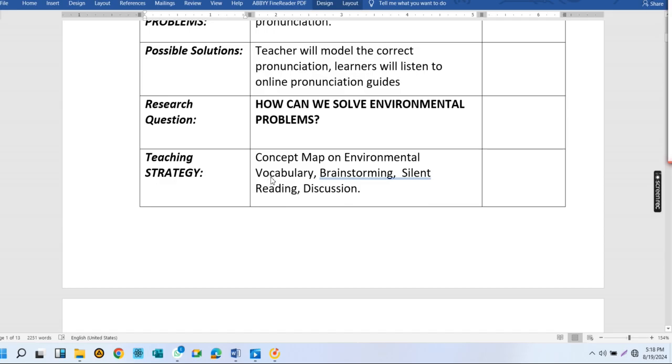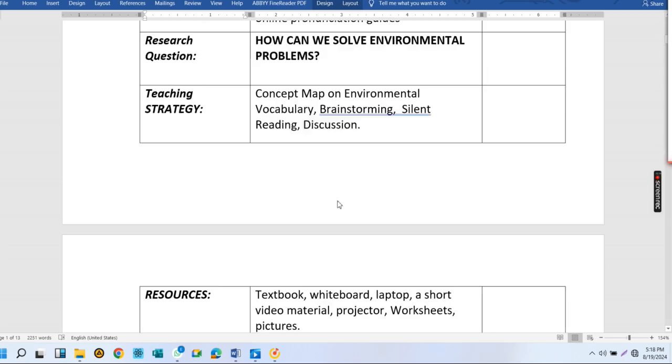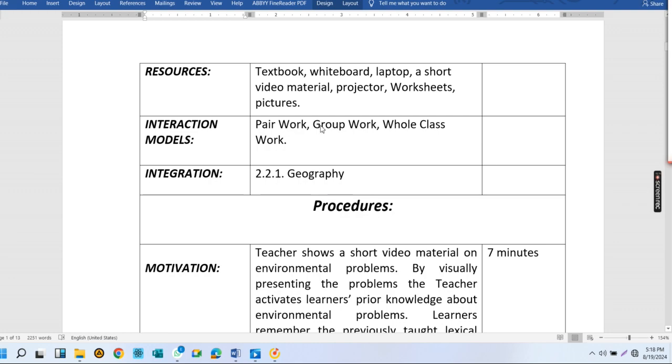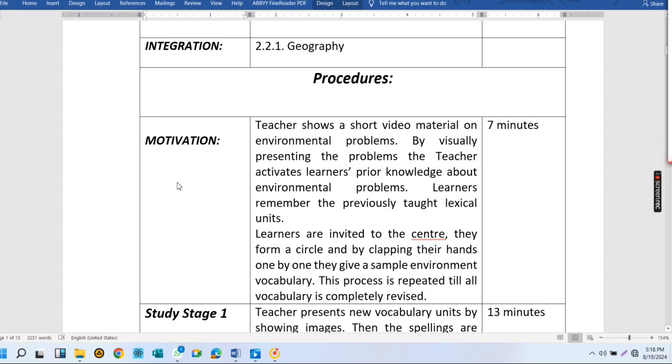And my teaching strategies are a concept map on environmental problems, as well as brainstorming, silent reading, and discussion. My resources will be textbook, whiteboard, overhead projector, worksheets, pictures, etc. My interaction models mean that I'll use pair work, group work, and whole class work during lesson delivery. And my inter-subject integration will be with geography, because the topic of environmental problems is directly related to this discipline, to geography. And these are my procedures.